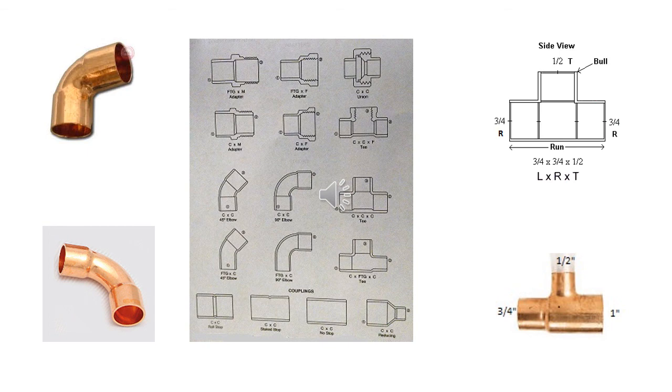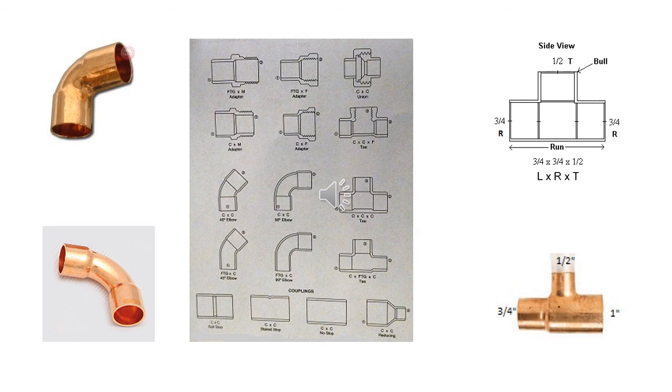If you look at the far upper right picture, you will see a T. When ordering T's, you must order it in a certain way to ensure you are getting what you want. T's are generally measured from the run to the bull or branch. The run is the left to right, or the length of the T. The bull or branch is the top part of the T. So to order a T like that, you would say I need a copper reducing T that is 3/4 inch C by 3/4 inch C by 1/2 inch C.